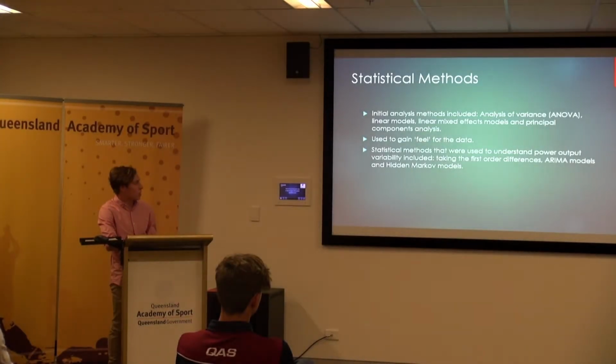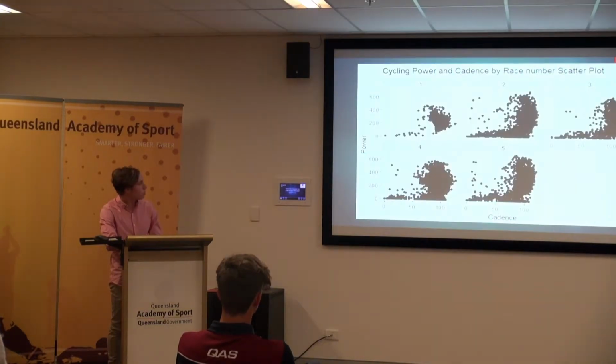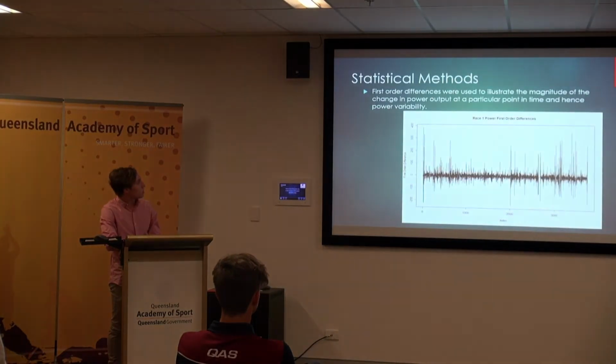So the statistical methods that were used to actually understand the power output variability included taking the first order differences, ACEMS models, and hidden Markov models. So the first order differences were used to illustrate the magnitude of the change in power output at a particular point in time, and hence the power output variability.